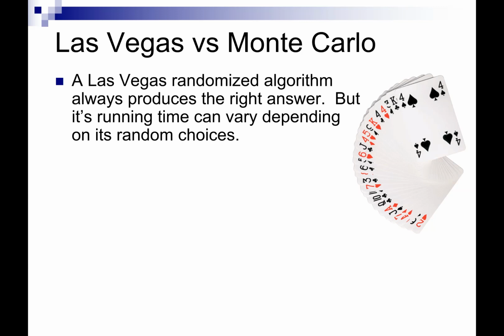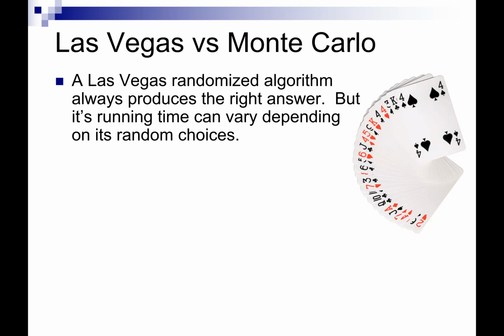Now before we look at these randomized algorithms, I just want to introduce some terminology. We actually have two types of randomized algorithms: Las Vegas algorithms and Monte Carlo algorithms. Both of these are randomized, but the difference is that the Las Vegas algorithm is always going to produce the right answer. It's going to make some random choices, but in the end, this algorithm is guaranteed to produce the right answer.